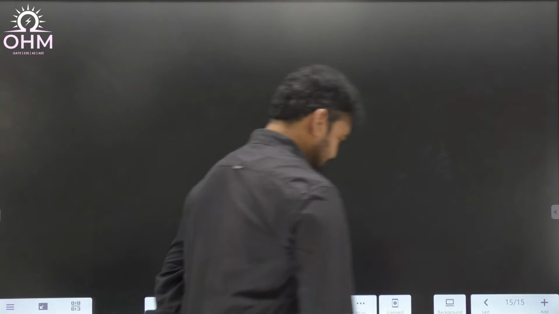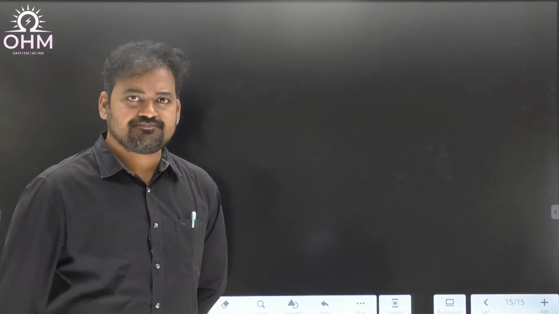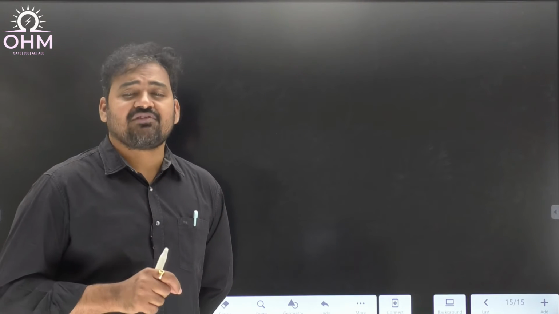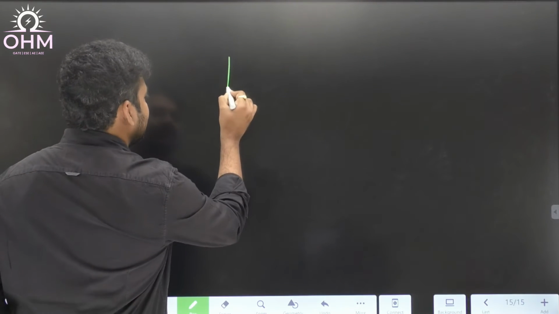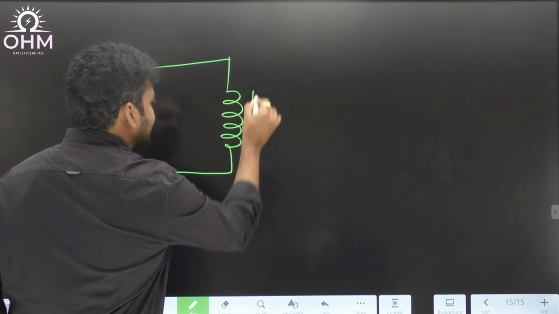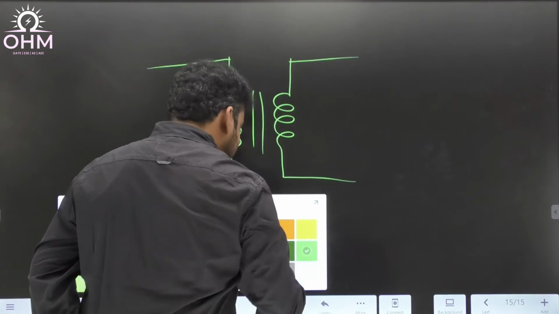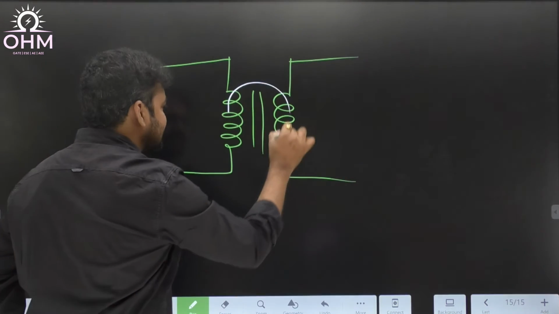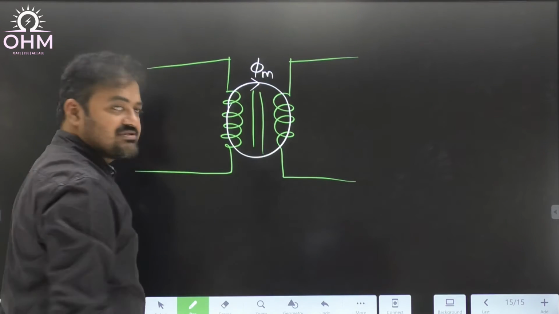First of all, we need to understand that in a transformer there will be two fluxes. One is mutual flux, which will link both primary as well as secondary. Suppose this is the primary winding of the transformer and here we have the secondary winding, there will be a flux which will link both of them. The flux which links both of them, this is what we call mutual flux.